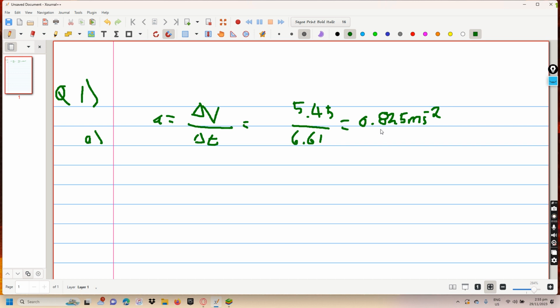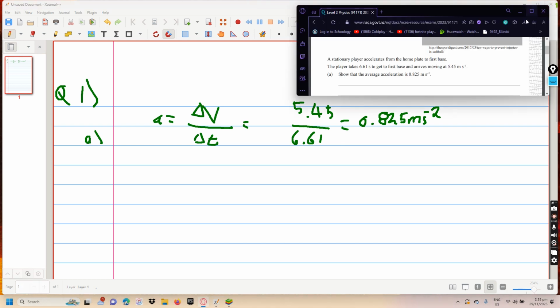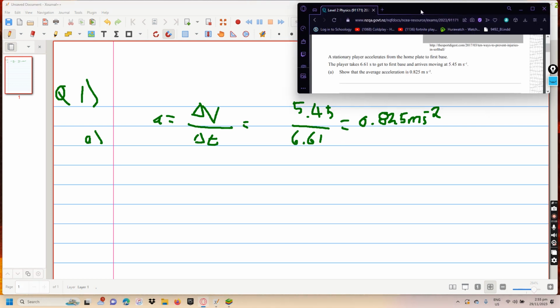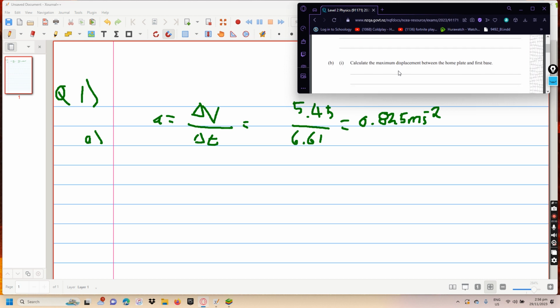Just getting my formula sheet out. Right, okay. I wonder if I can lock this in position. Probably not. Calculate the maximum displacement.